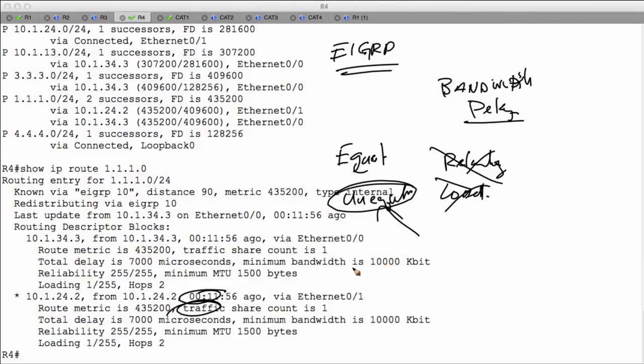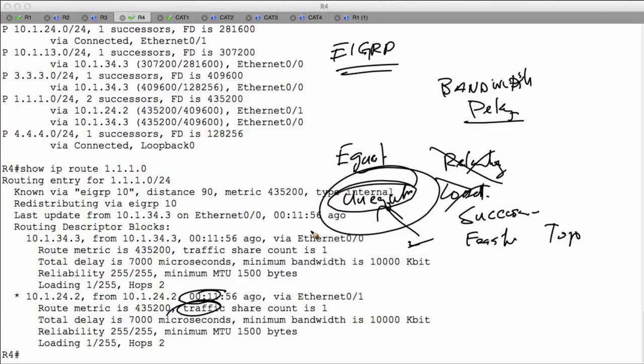If I wanted to do unequal cost load sharing, first of all, I would have to have a successor and a feasible successor in my topology table. It's impossible to do unequal cost load sharing unless I have a feasible successor. Then I can use a command called variance to say that I'm going to use a coefficient from 1 to 128, so that if the metric is 1 to 128 times worse, it will still do load sharing across the link.